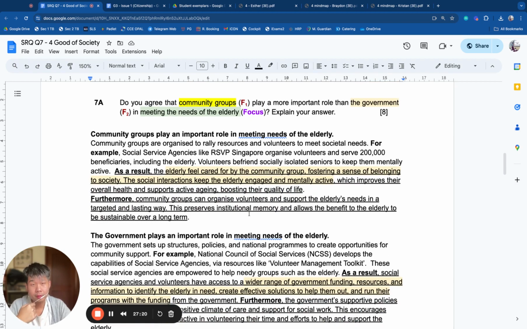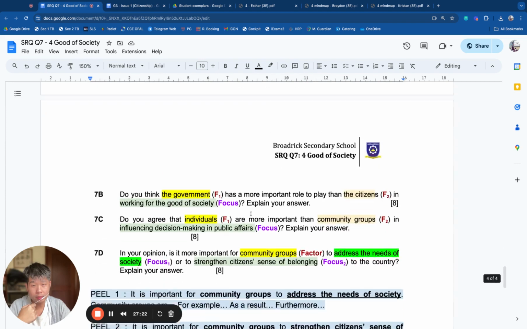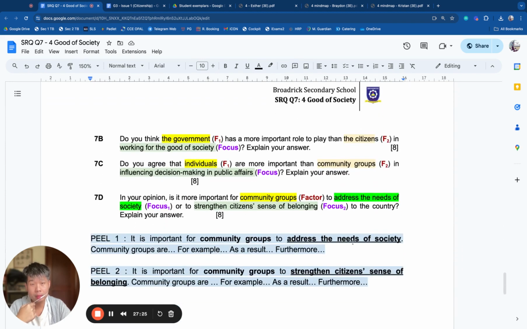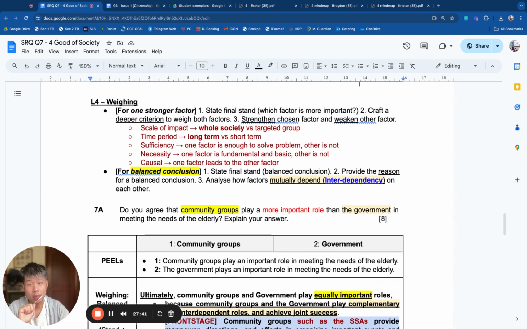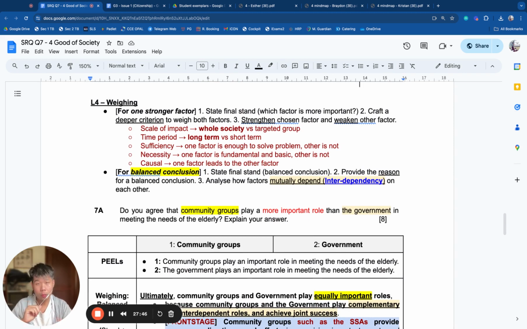And then 7b, 7c, 7d, can you please use your notes and complete all 3 essays on foolscap? For these 3 questions, I just want P1 and P2 minimally. Your weighing is optional. Today in this lesson, I spent a little bit of time to give you the handles for weighing, as well as to introduce the balanced conclusion technique, so you can think about which technique works for you. You can try different techniques, explore how these arguments operate.